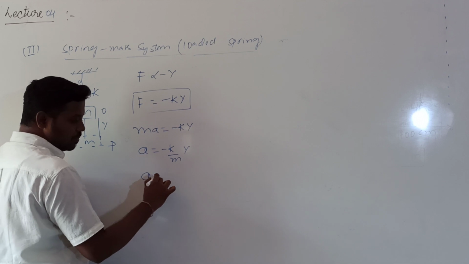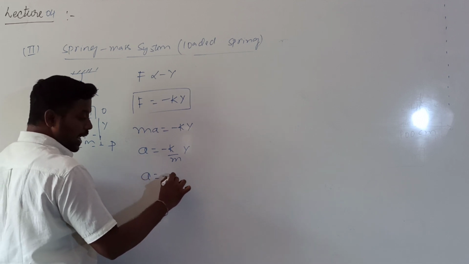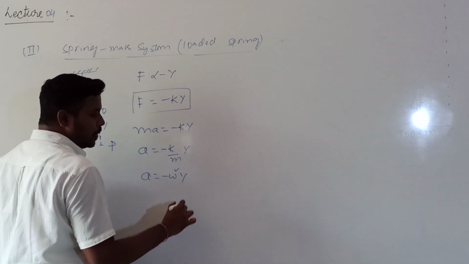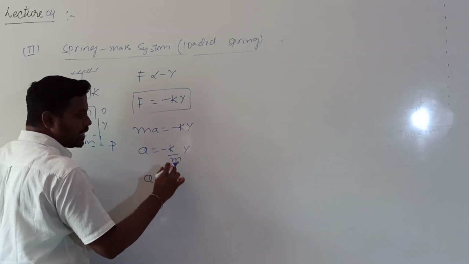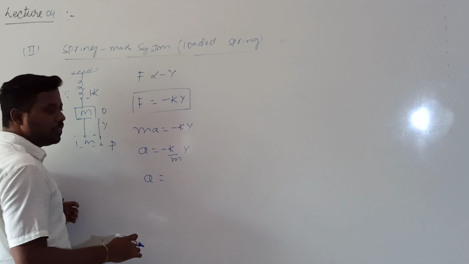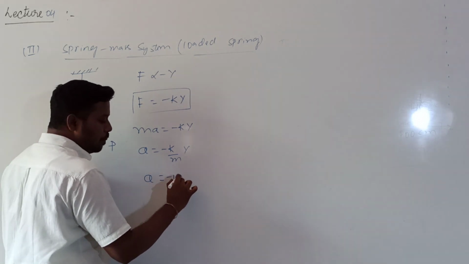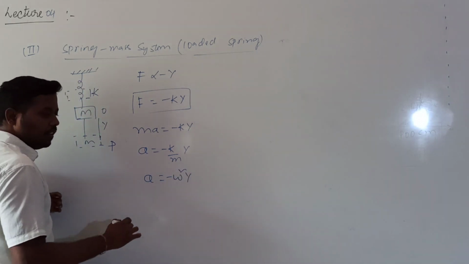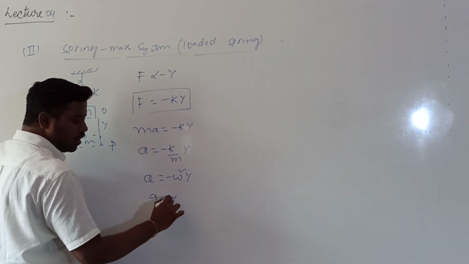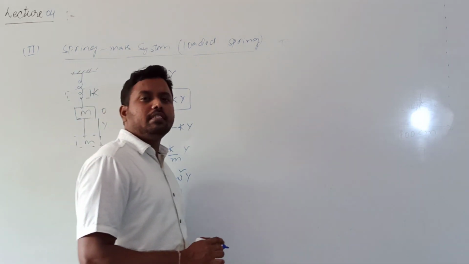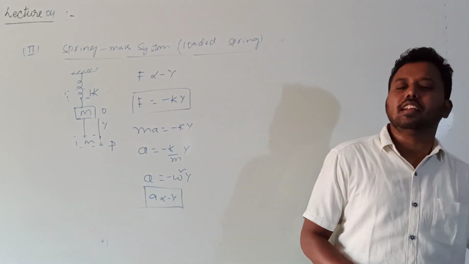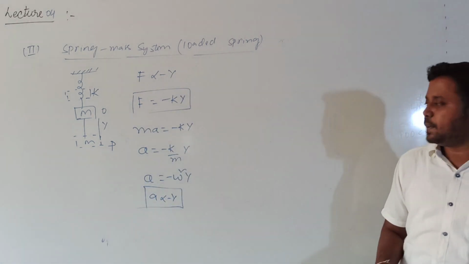But what is the general equation for SHM? The acceleration a is equal to minus omega square into y. And one more thing, since k is constant and m is constant, I can write it as minus omega square into y. So a is directly proportional to minus y. No doubt the motion here is simple harmonic, because acceleration is directly proportional to displacement.